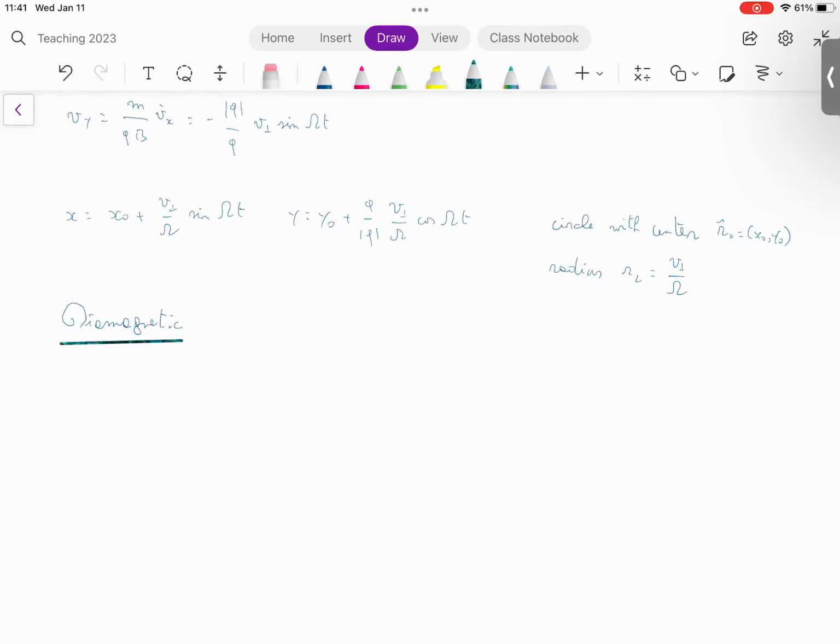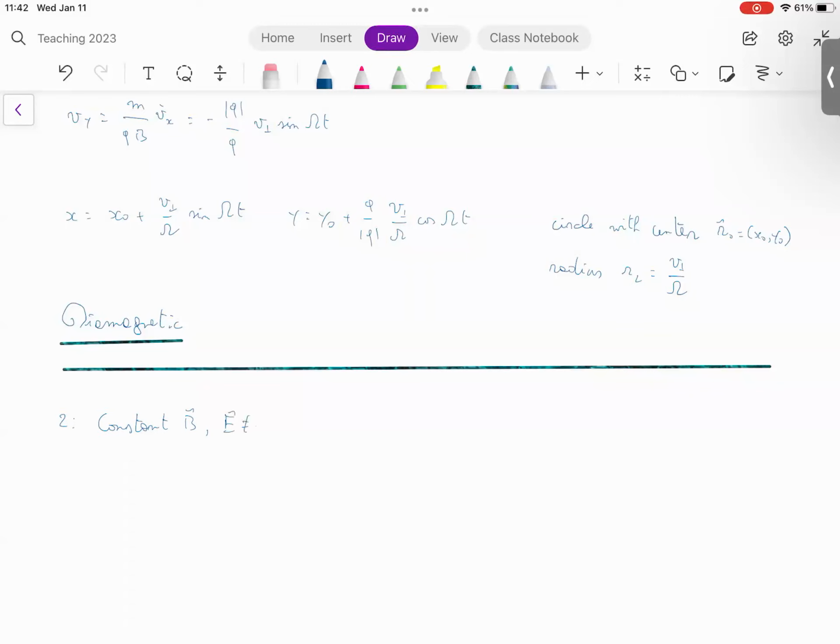Let me see if I can pick the right pen on the first try now. Now let's make it a little bit more interesting and look at both constant and uniform B. But now the electric field is not zero.